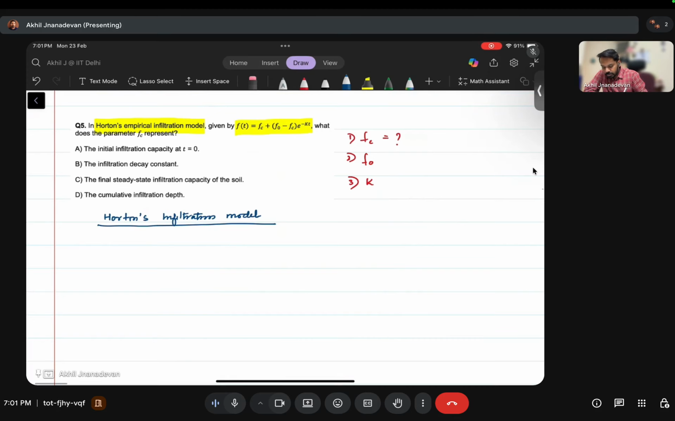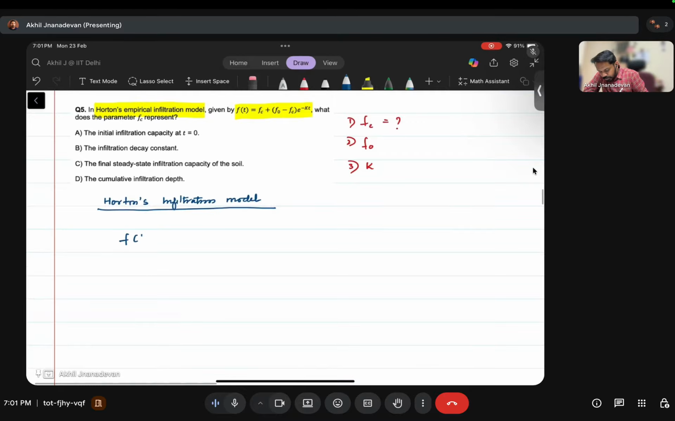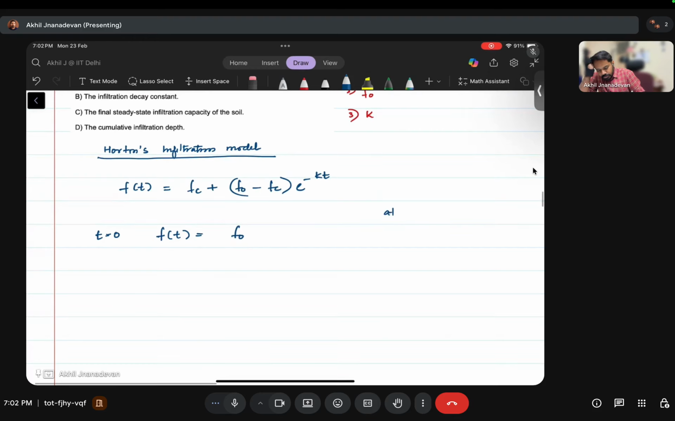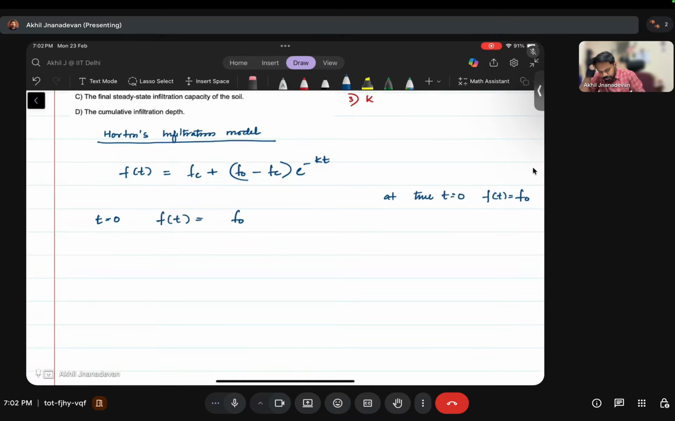And he came up with this particular equation: f of t is equal to fc plus f naught minus fc into e raised to minus kt. So what it basically says is that initially at t equal to 0, the exponential term will be 1, fc gets cancelled, and we get f naught. So at time t equal to 0, infiltration will be happening at a rate of f naught, right?